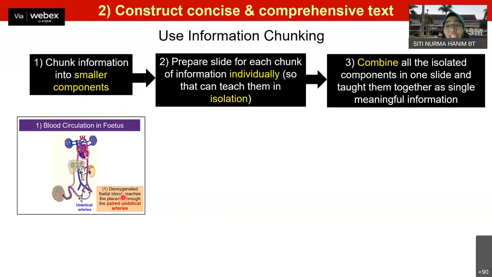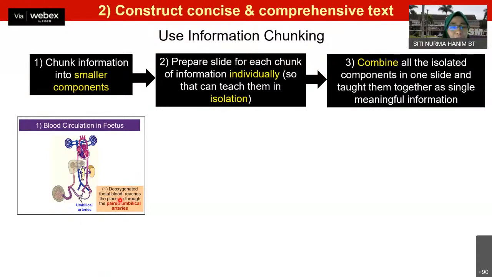But how to chunk the text? Maybe we want to introduce the first step only. The blood flows from body to placenta, for example, this step only. So introduce it in one small box like this one. Although we chunk it, make sure the sentence is complete so that it is intelligible to the learners when they read it, so the student can understand what is written. So it's a complete but simple text.